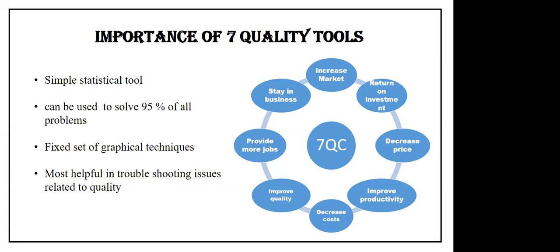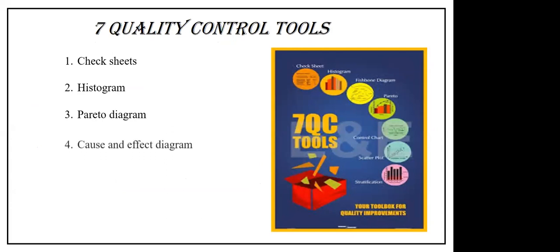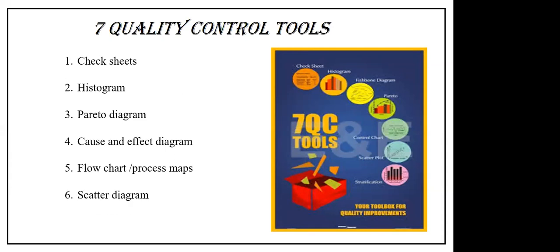Now, let us see the 7 quality control tools. They are check sheet, histogram, Pareto diagram, cause and effect diagram, flowchart or process map, scatter diagram, and control chart. These are the commonly used quality tools by the Fortune companies.